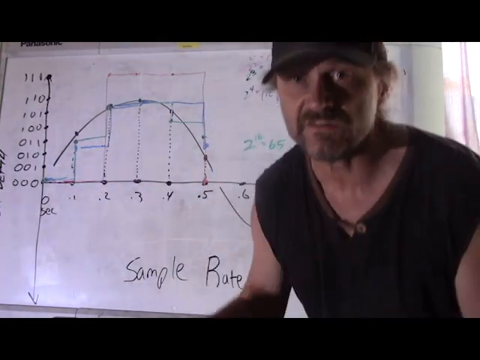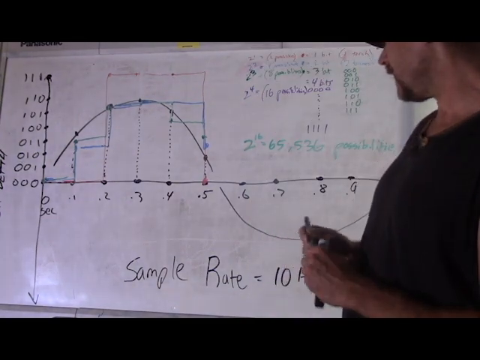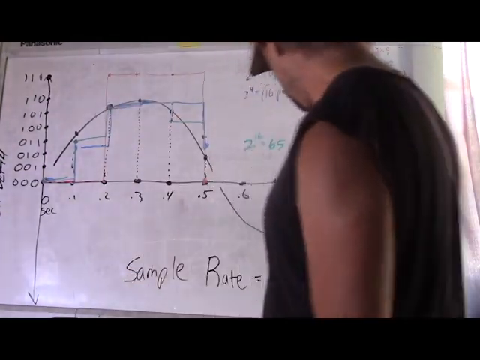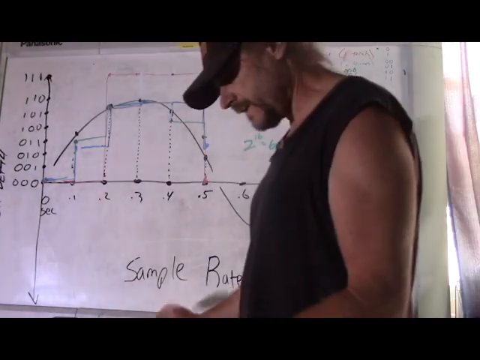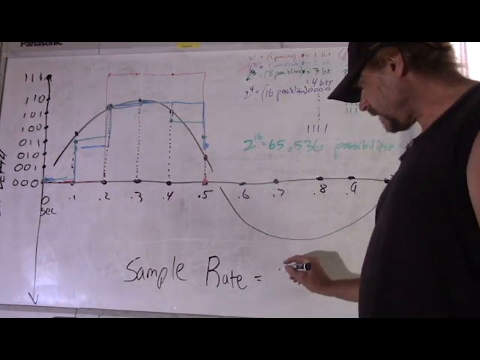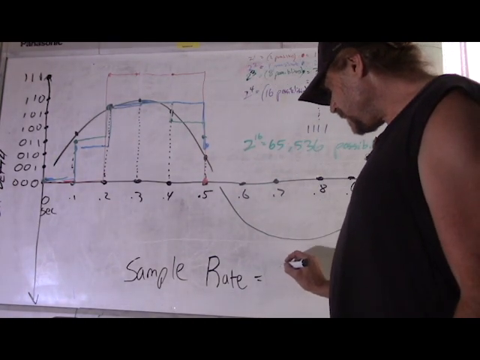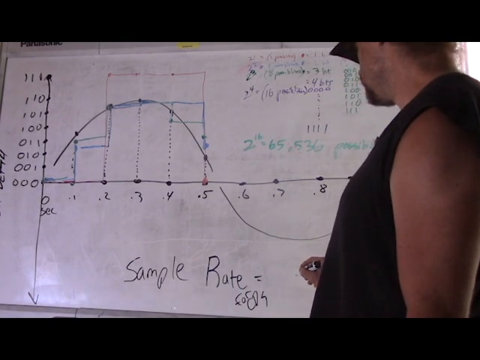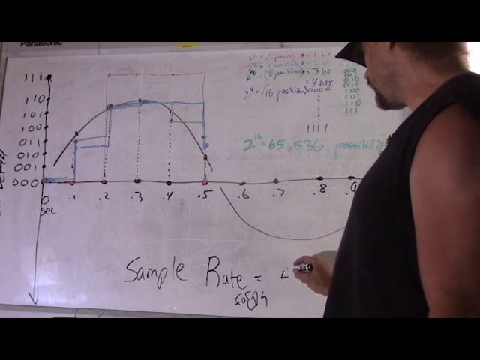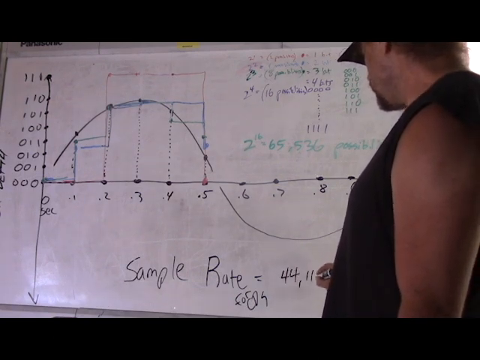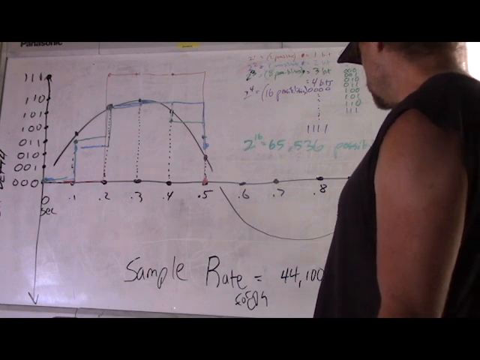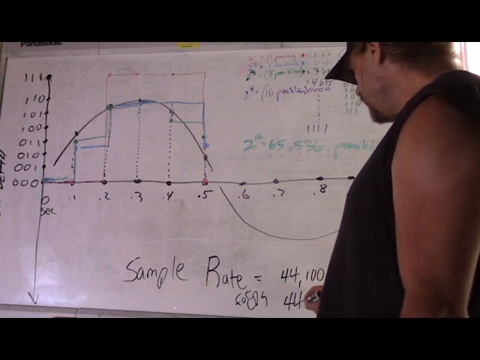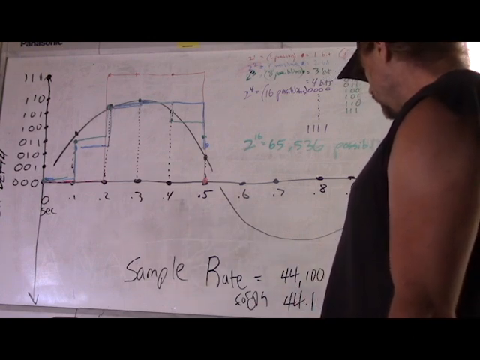So we have to listen more often, and that's the sampling rate. So the sampling rate for when they invented CDs, they decided, and I don't know why they decided this, probably that's a good thing to think about, but the sampling rate for CDs is 44,100 times per second. 44,100 hertz. Or we say 44.1 kilohertz.